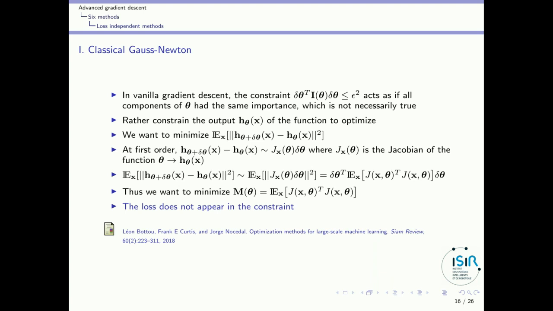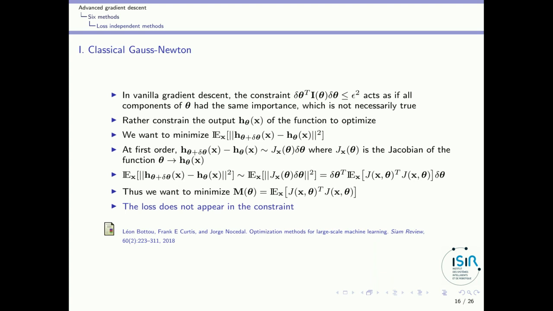For instance, a controller, if it's reinforcement learning. What you would like to do instead is to constrain the output h theta of x for a given input of the function to optimize. You would like this h theta to not move too far away, so that when you are in the same state, if you take the previous policy and the new policy, the actions that they are proposing are not too different. That's an example.